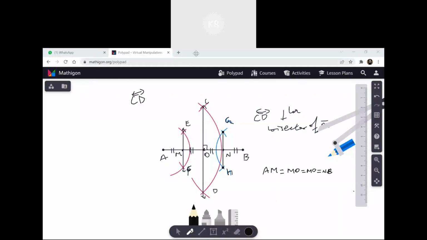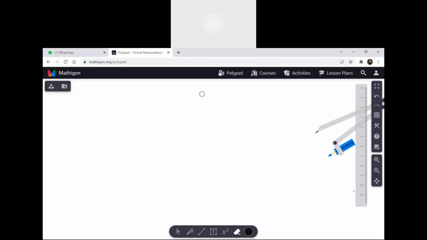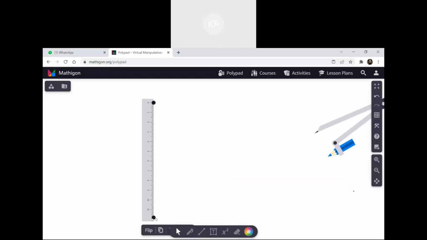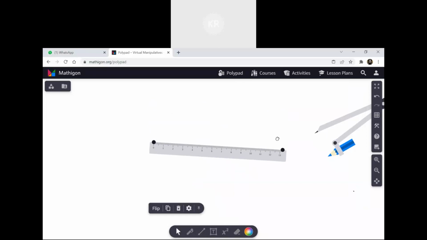Now I'm taking it. Children, can you hear me? Yes, sir, we can hear you. First, what will we do here? Sir, we have to take length 6.1 centimeter. Yes, first we will take a line segment of 6.1 centimeter, right? Yes, sir.